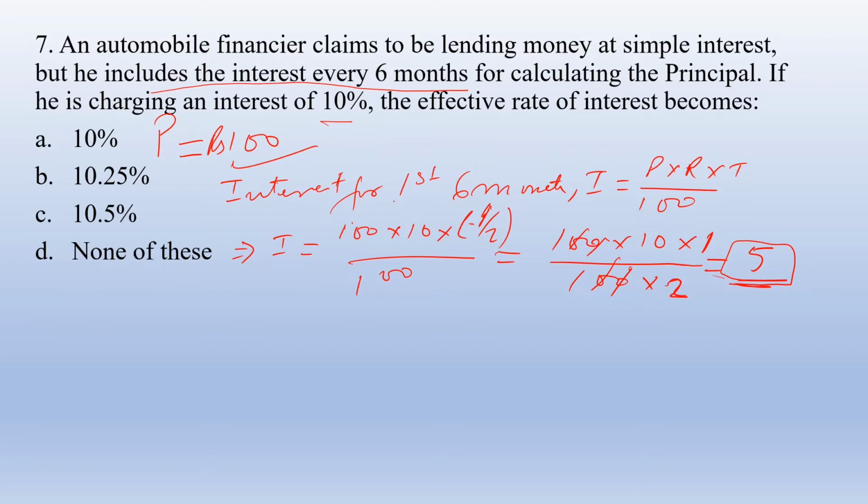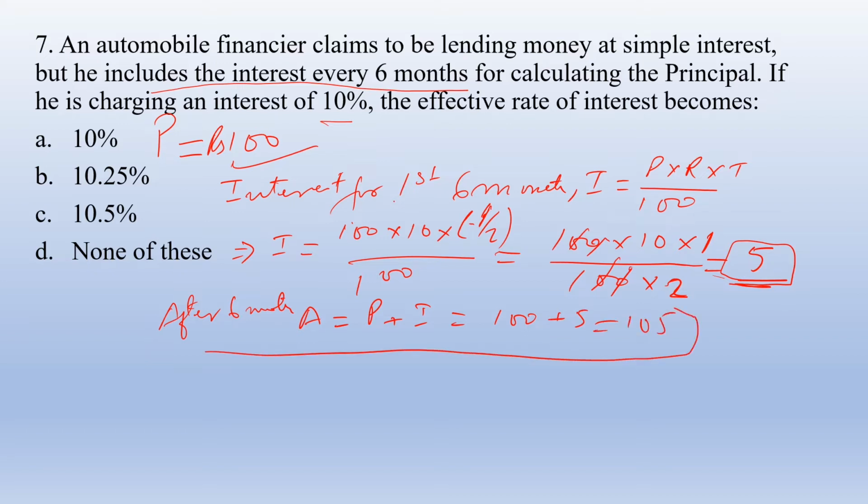So at the end of 6 months, the amount will be, after 6 months, the amount will be principal plus interest, which is 100 plus 5, which is 105. So at the end of 6 months, this lender accumulates 105 rupees. So this 105 rupees amount will be our new principal.